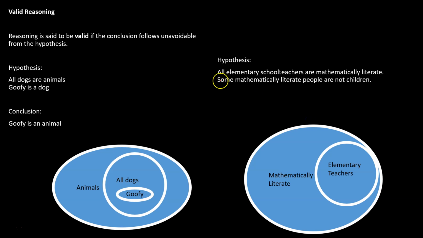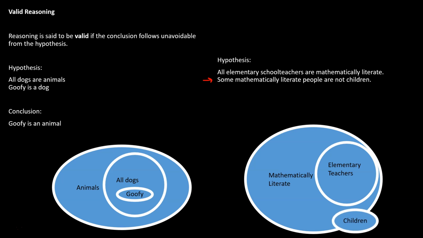So remember, we're not here to judge whether or not these are true or false. We are trying to use those as true statements to draw a diagram. Next, we need to represent some mathematically literate people are not children. And that can be a little difficult because I could draw that completely outside of both circles, because some could refer to 1, 2, 3, or maybe all of them. So some is very vague.